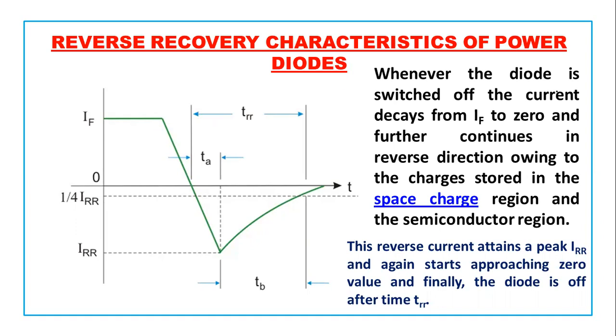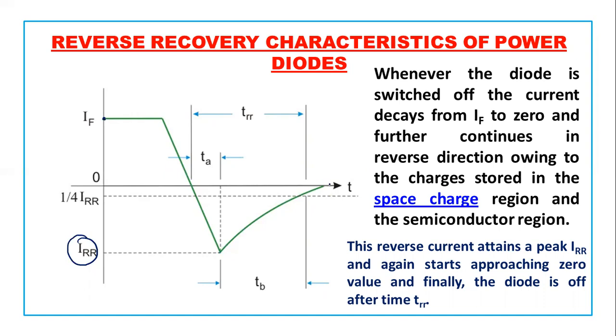So what happens? When the diode is switched off, the current decays from IF to 0 and further continues in the reverse direction due to the charges stored in the space charge region and the semiconductor region, that is the P plus, N minus, N plus layers. This reverse current attains a peak IRR and again starts approaching 0 value, and finally the diode is off after TRR. So finally the diode is off here at TRR. So it is increasing up to IRR and then again approaches 0 and finally it is off.